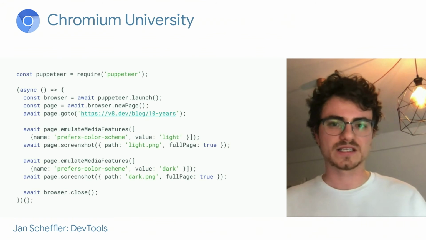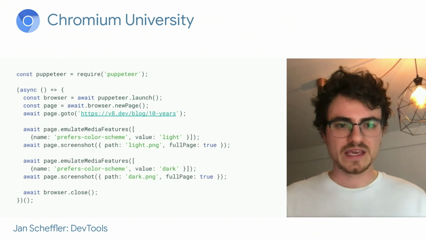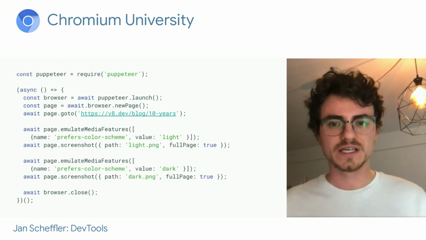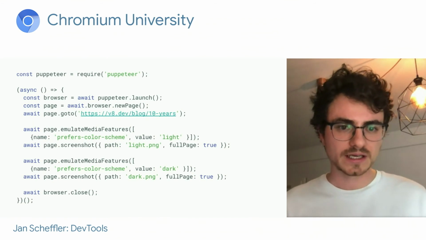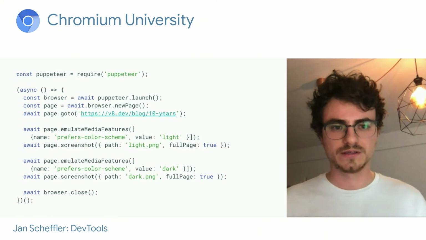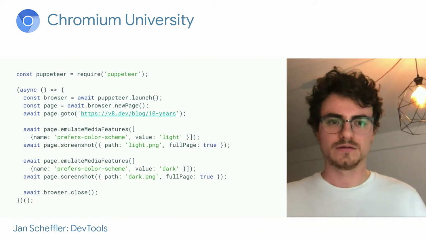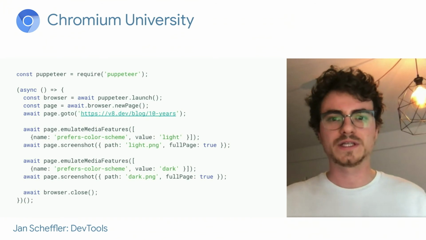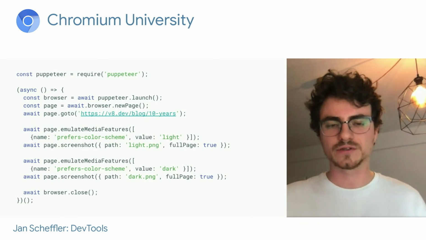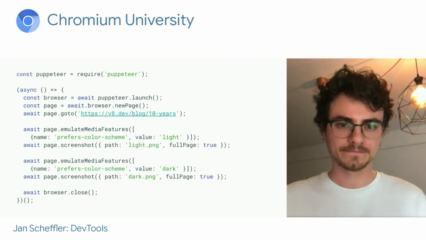This is a complete test case that uses Puppeteer to navigate to the V8 blog, and then takes a screenshot in the light mode, and then in the dark mode, and then you could compare them with, for example, a previously recorded screenshot, just to make sure that nothing did break.